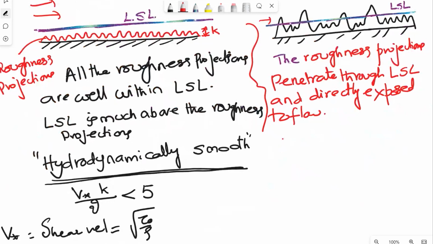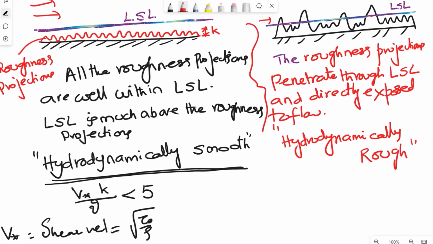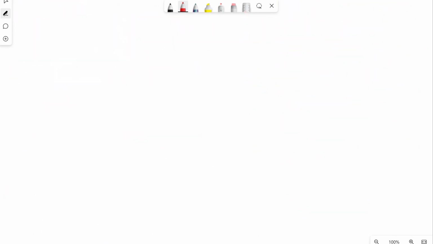Such a pipe is called hydrodynamically rough. Such a boundary is called a rough boundary. For it, V star K by nu is greater than 70. The same notation holds good. So check the figures. This completes one article: what is hydrodynamically smooth? Then we will take up what is boundary layer separation.